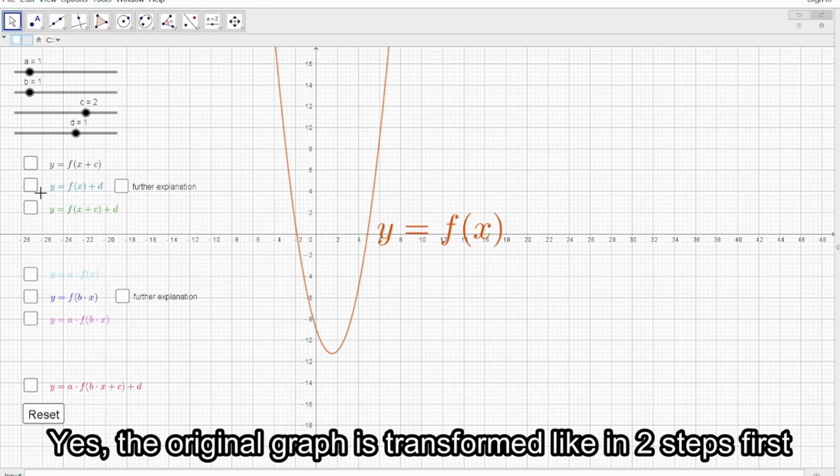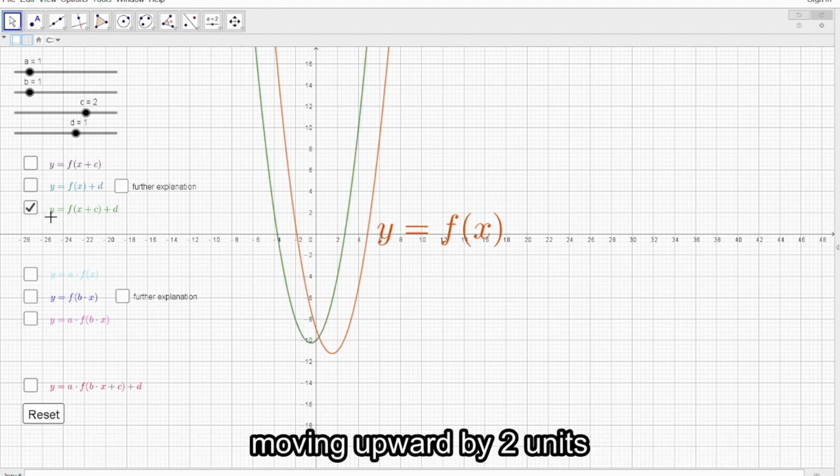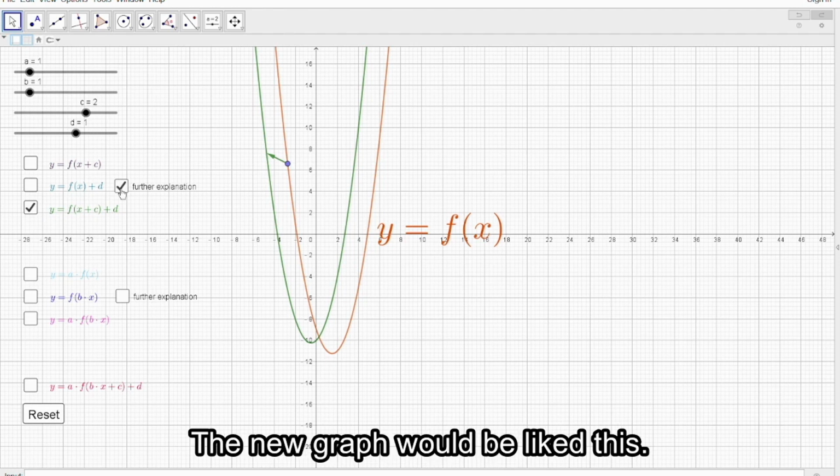Yes, the original graph is transformed in 2 steps. First, moving upward by 2 units. Then moving left by 1 unit. The new graph would be like this.